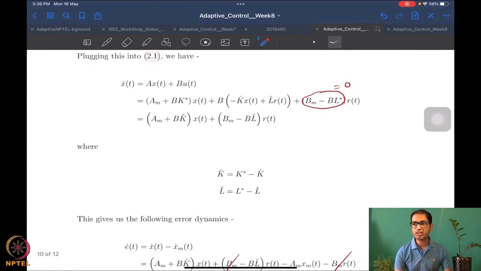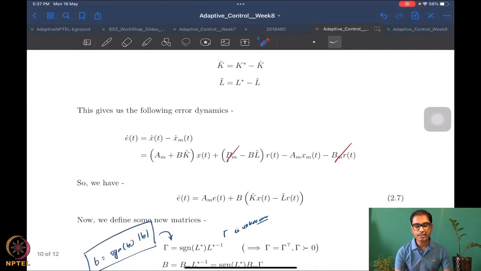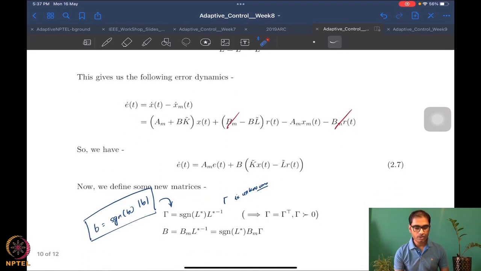Now, the difference that becomes apparent to us is that the parameters are not scalars or vectors, but in fact, they are matrices, right? So it's K tilde and L tilde and K star and L star, which are all matrices, right? We've already made an assumption that we know the sign of L star, right? So L star is symmetric definite, and we know whether it's positive definite or negative definite, right? So using this fact that we know the sign of L star, we define a matrix gamma, which is positive definite symmetric, which will appear frequently in the Lyapunov analysis, right?